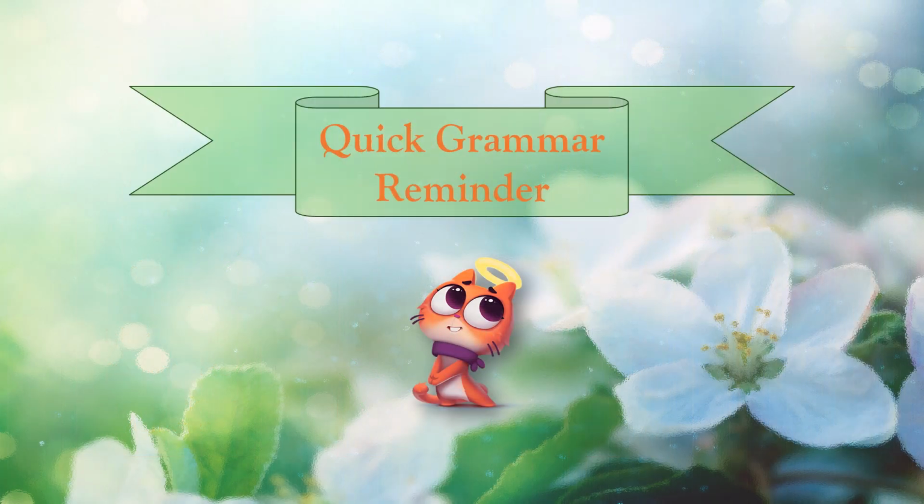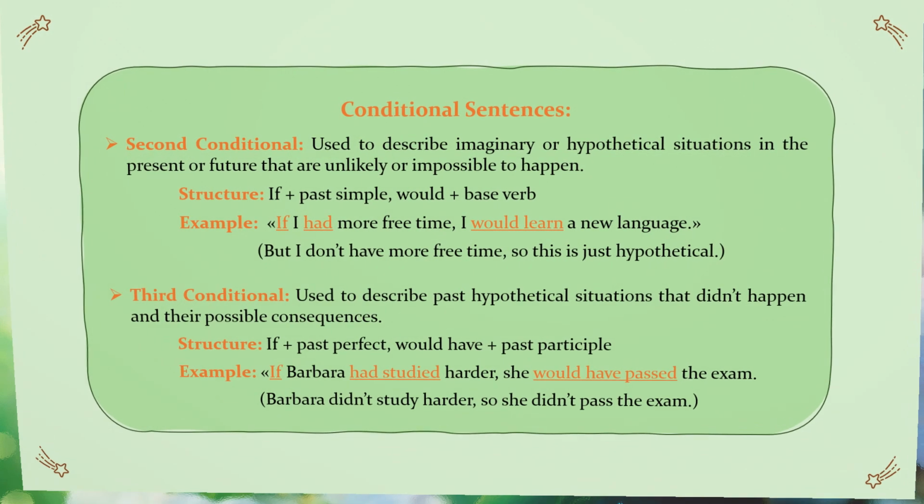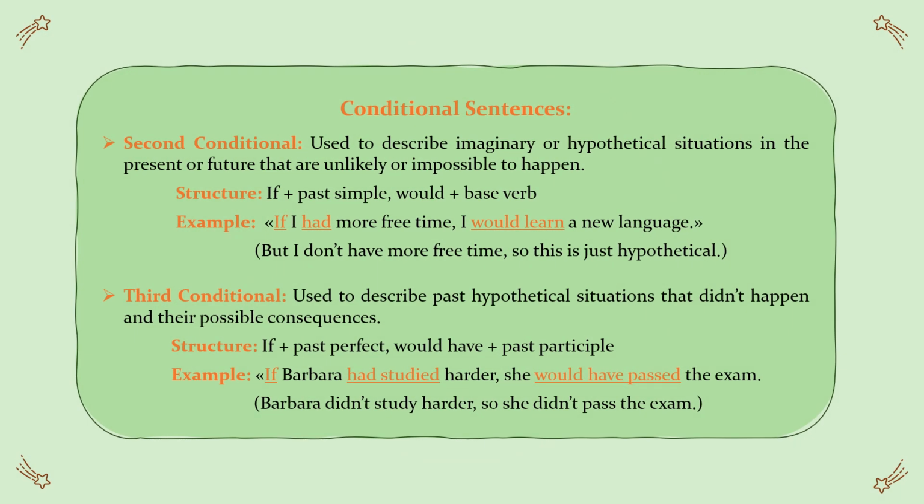Quick grammar reminder. Let's carefully examine the grammar points before moving on to the conversation scene. Conditional sentences. Second conditional, used to describe imaginary or hypothetical situations in the present or future that are unlikely or impossible to happen. Structure, if plus past simple, would plus base verb.